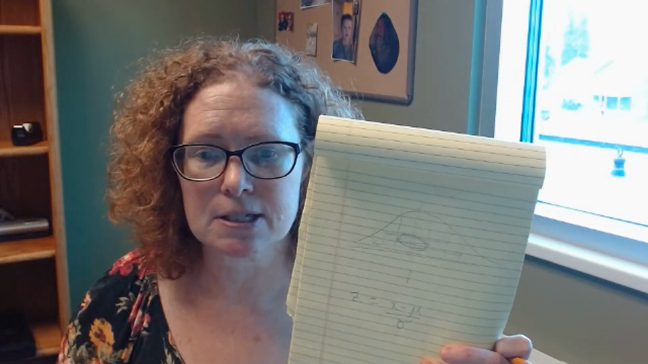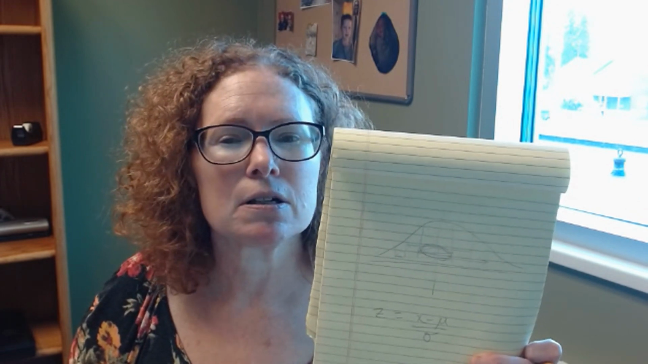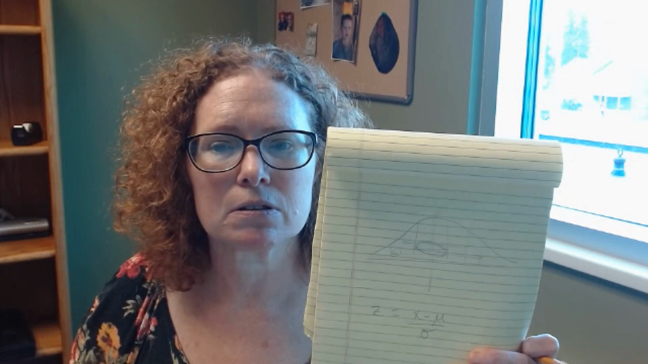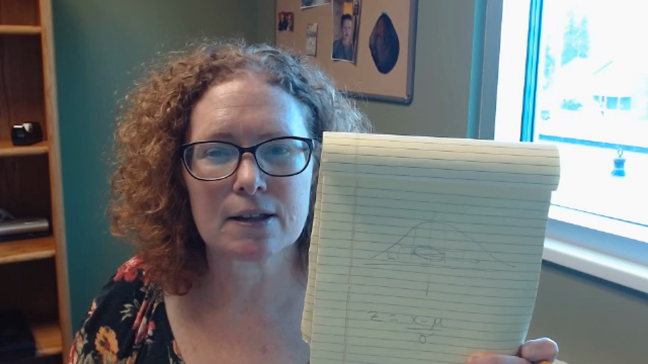Okay, so hopefully you can see that. So that's what we're going to do. We're going to say that, from our little diagram, we have z is equal to x minus 3, x, which was 0, because that's the point right there, minus 3, which was your mean, divided by the standard deviation, which was 6.